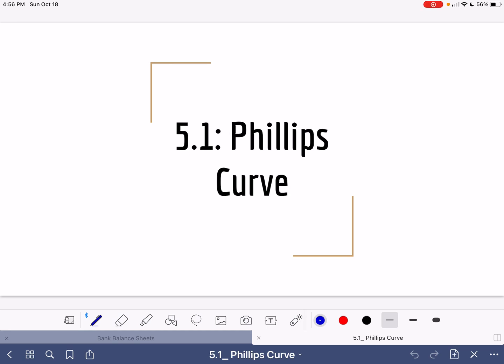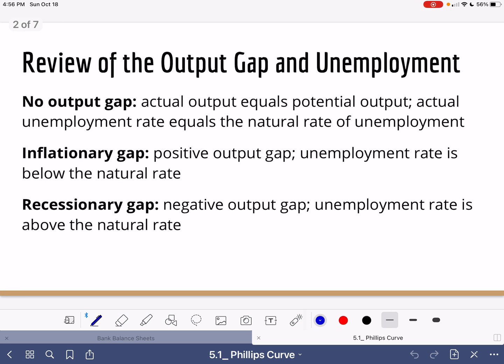This is flip video 5.1, the Phillips curve. So we are going to be adding a new graph to our collection of macroeconomic graphs here. And this graph that we're adding is called the Phillips curve.